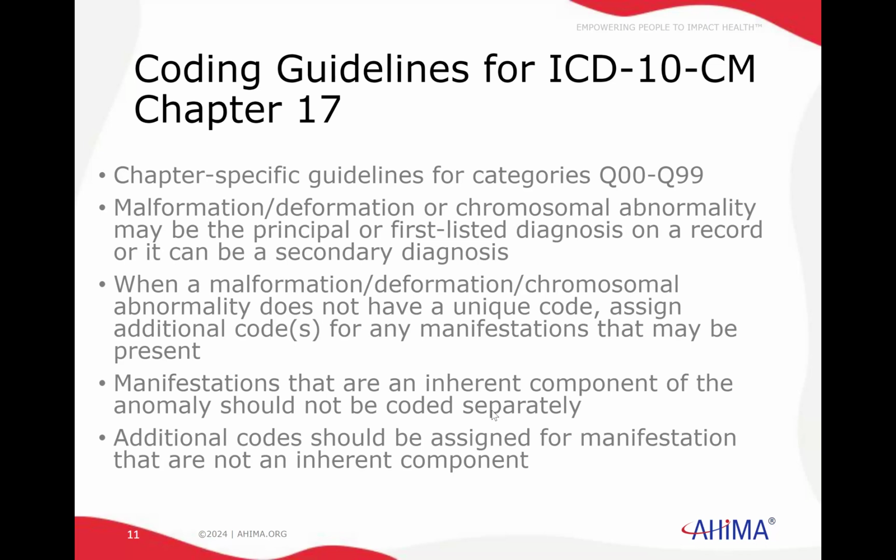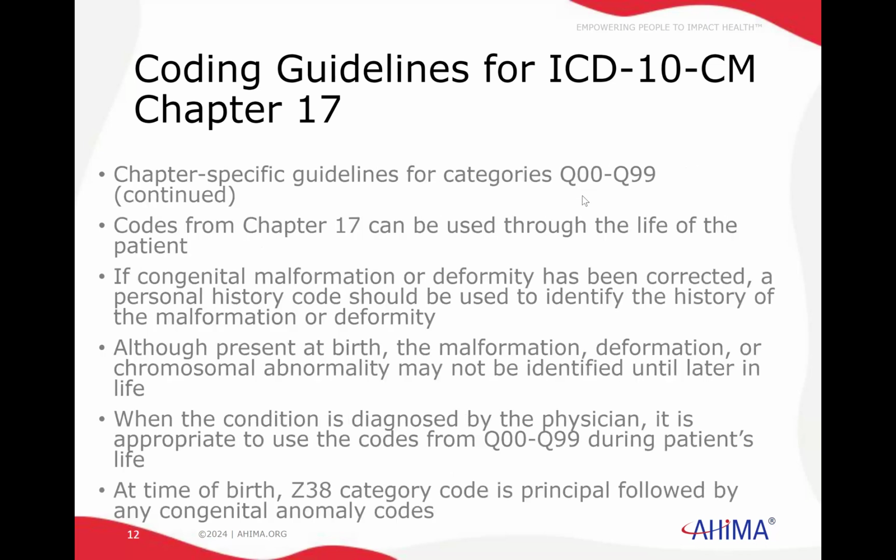And a lot of times we'll see unfortunate infants that have more than one congenital anomaly. If this is the case and they are not inherently a part of the same established diagnosis, we would use more than one code as needed. And again, these codes can be used throughout the life of the patient. And if whatever the deformity is corrected, we use a personal history code.